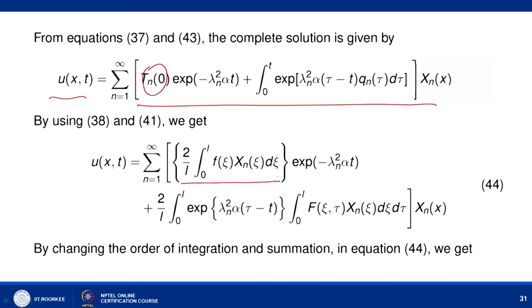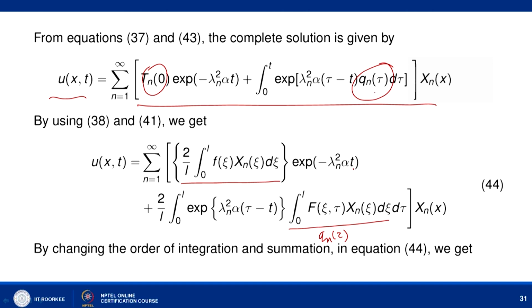So using the expression for T_n(0), we can write u(x,t) as the sum from n equal to 1 to infinity of T_n(0) times exponential of minus lambda_n squared alpha t, plus here 2 by l integral from 0 to l of exponential of lambda_n squared alpha (t minus tau). We are just writing the expression for q_n(tau) here, that is 2 by l integral from 0 to l of f(xi, tau) X_n(xi) d xi.